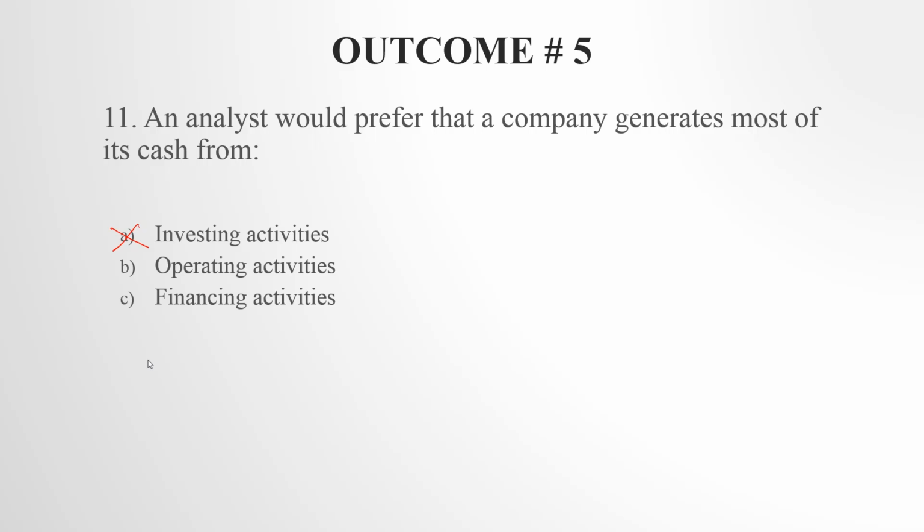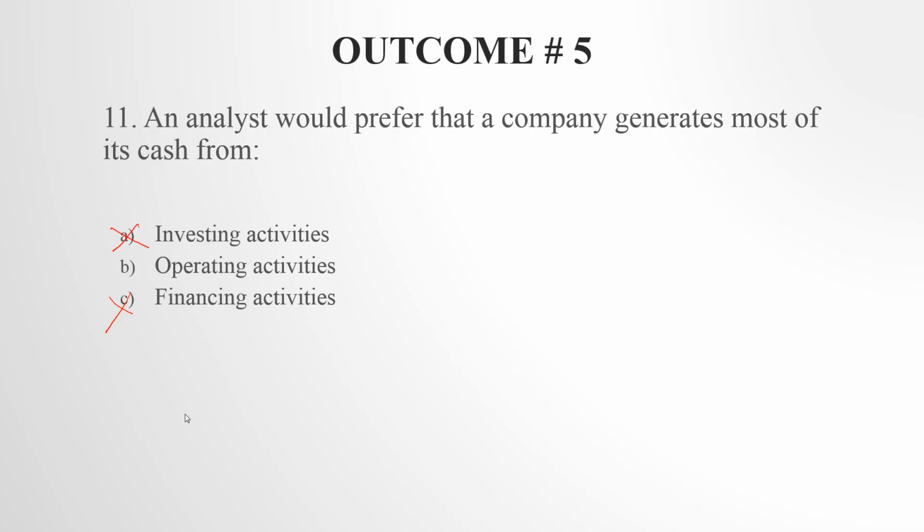Financing activities, option C. This relates to obtaining or repayment of capital. For example, issuance of equity, issuance of debt, paying down debt, etc. Financing activities is also not a sustainable source of cash flow because a company cannot keep issuing new equity or keep borrowing money to generate cash. C is also wrong.